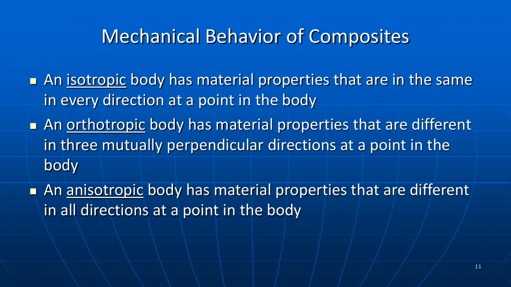We will now define the terms isotropic, orthotropic, and anisotropic for the viewer. An isotropic body has material properties that are the same in every direction at a point in the body. An orthotropic body has material properties that are different in 3 mutually perpendicular directions at a point in the body. And an anisotropic body has material properties that are different in all directions at a point in the body. For simplicity, the CathCAD software assumes that all materials exhibit isotropic behavior.